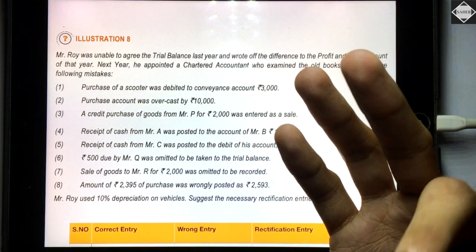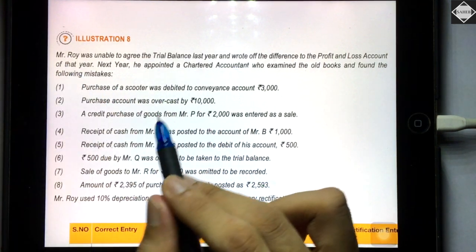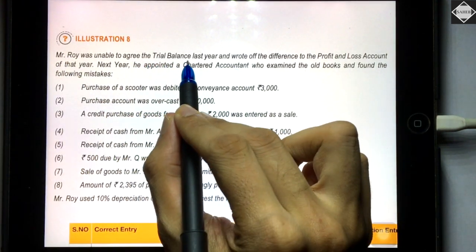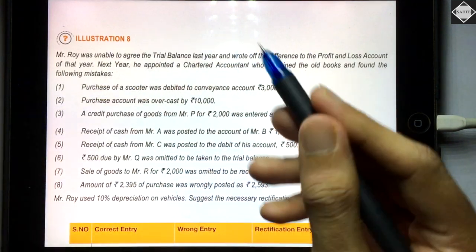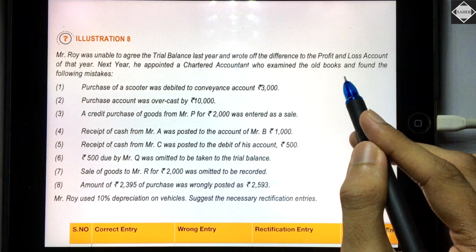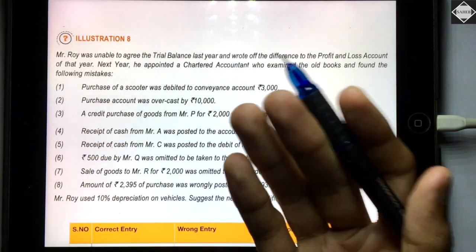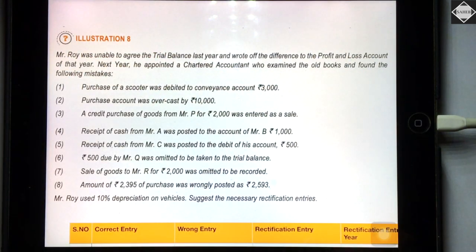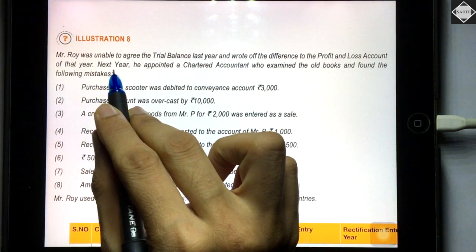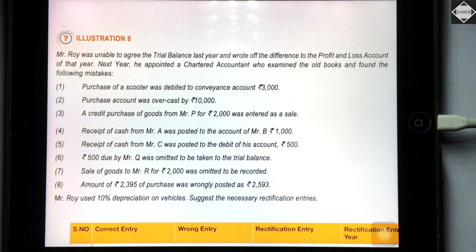Why is that so, sir? Why is that? Because see the keywords properly in the first para. Unable to agree the trial balance last year, and then next year he appointed a chartered accountant who examined the old books and found the mistakes. Yeah, the mistakes are actually of the last year, but they were found out in the next year, that means in the current year, right? So with this you can understand it's falling into third category.